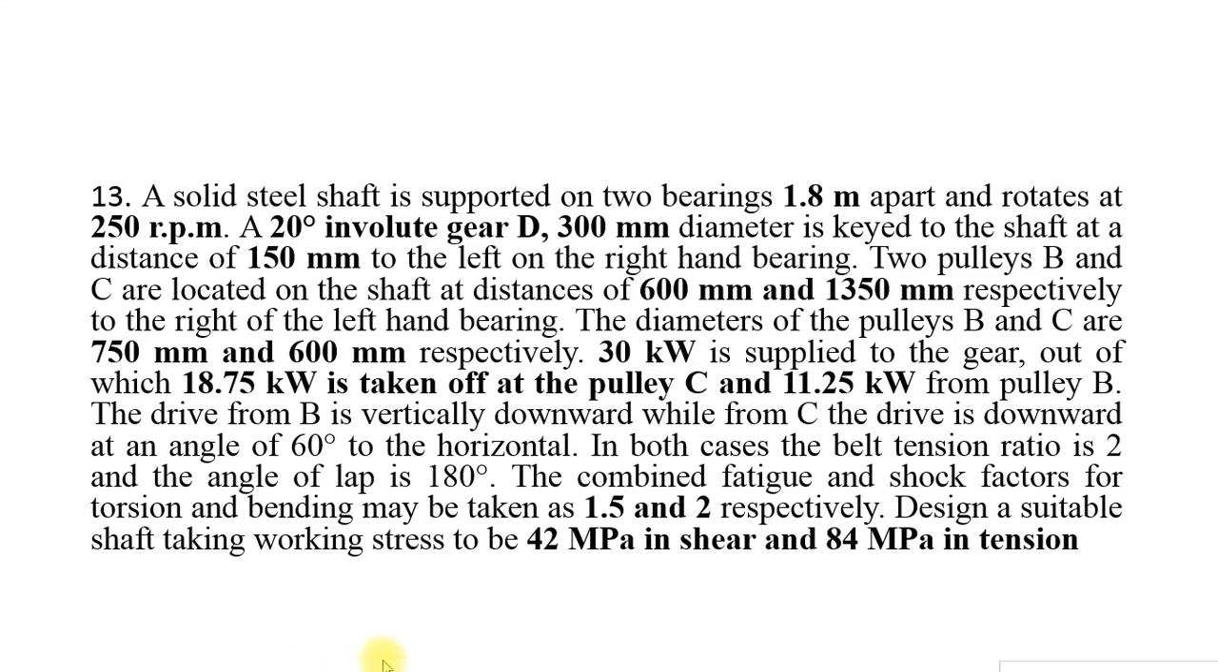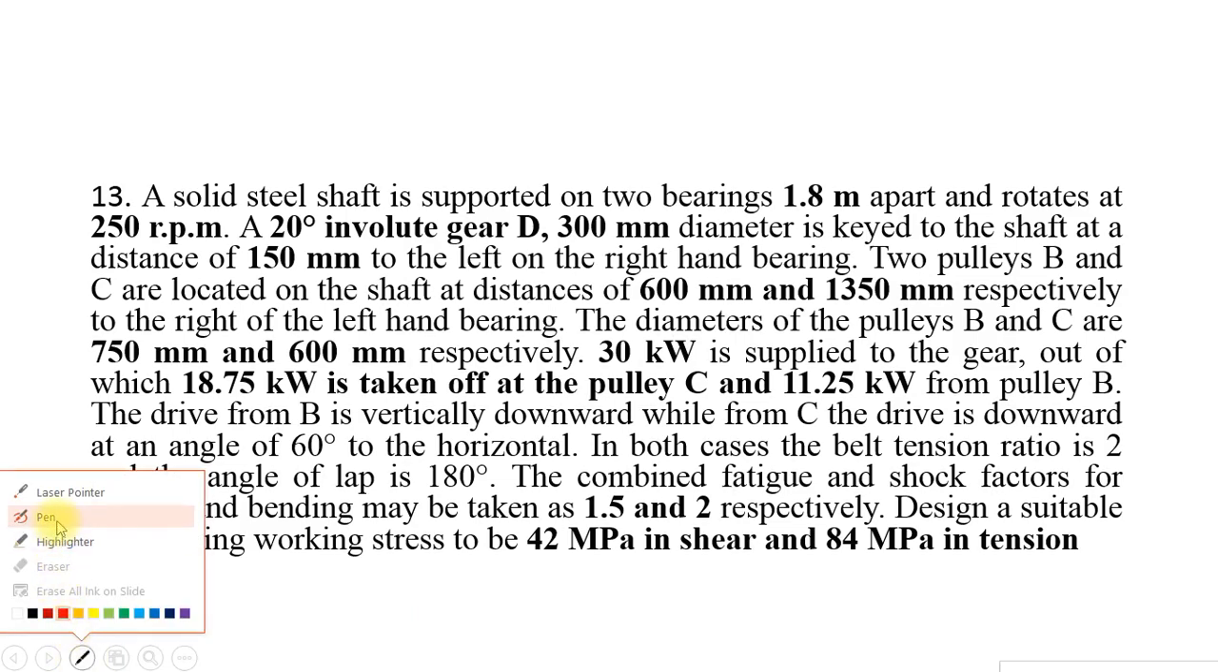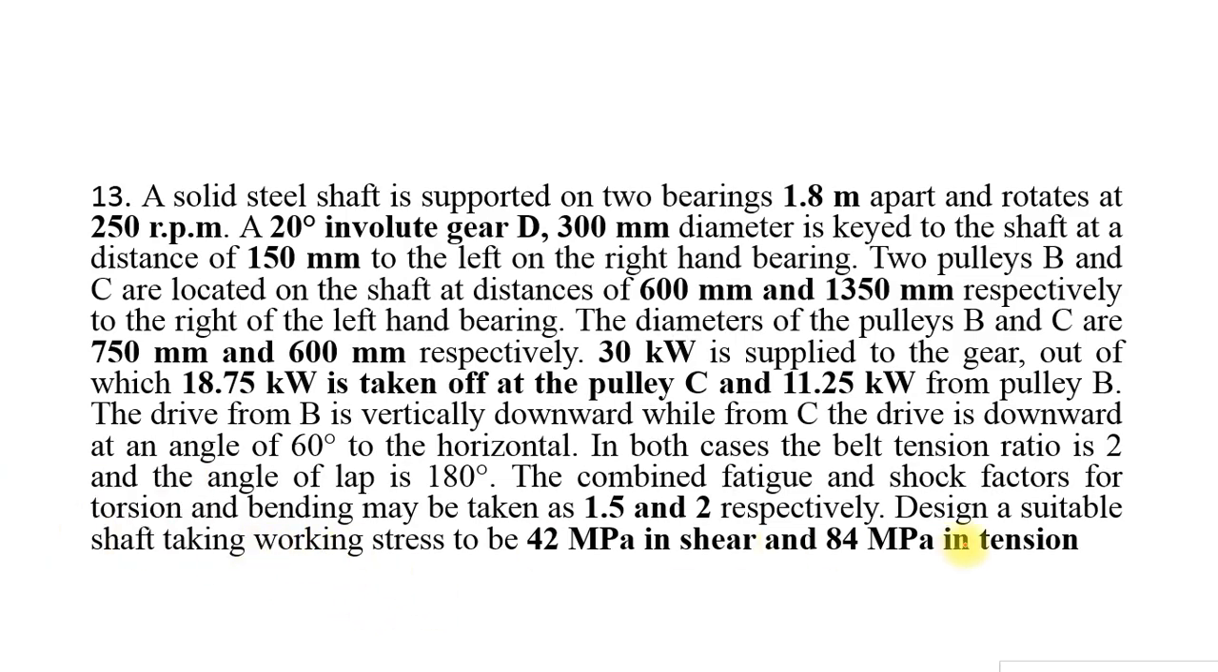That is very important, because if there is any fluctuating load, we will have two factors. One is the fatigue shock factor for the torsion as well as for bending. This factor is to be multiplied with our formula. That is the only difference we have if there is no fluctuating load.